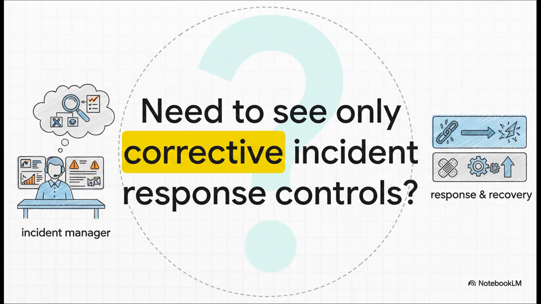Your boss just asked you to review and document all the controls that are specifically corrective in nature. The ones that help you respond and recover after something bad has already happened. You don't care about preventative controls for this task. So how do you find just the ones you need in that huge list?